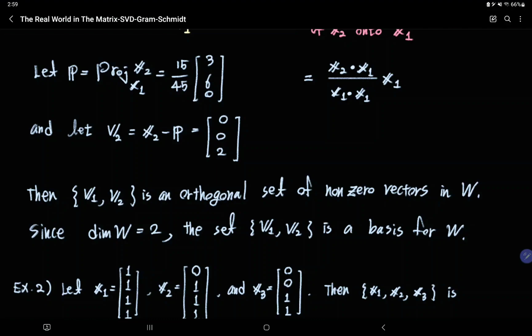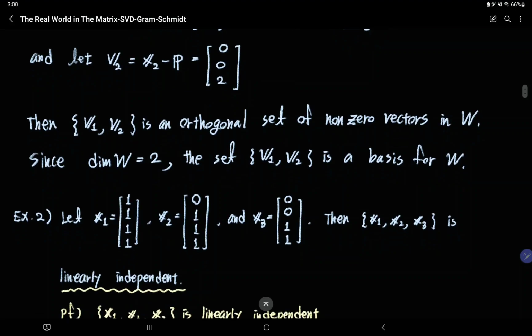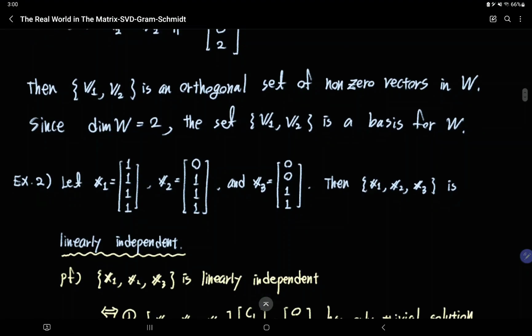Okay. So if the number of vectors in an orthogonal set is equal to the dimension of W, then we say that that orthogonal set must be a basis set. Okay, an orthogonal basis set for W. Okay, so now let's see example 2.